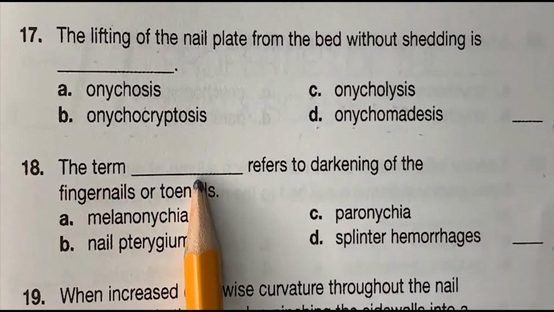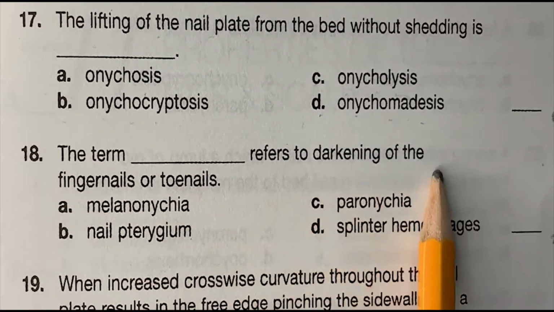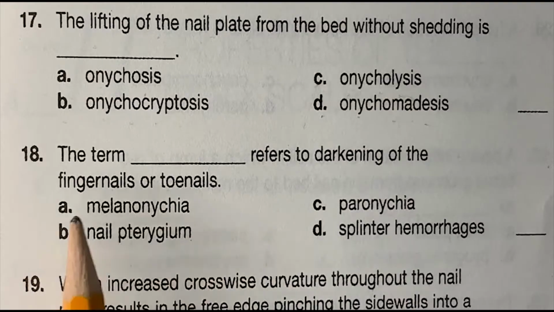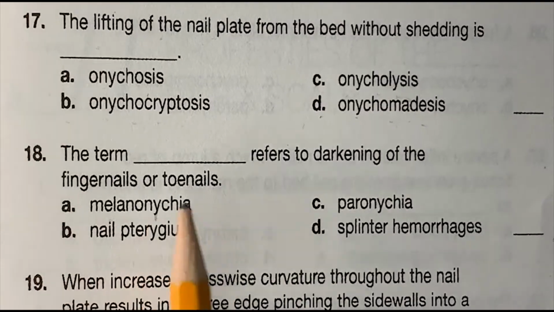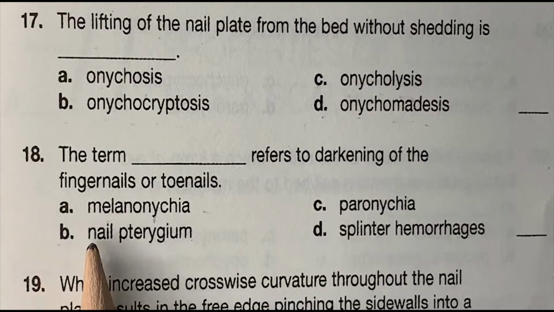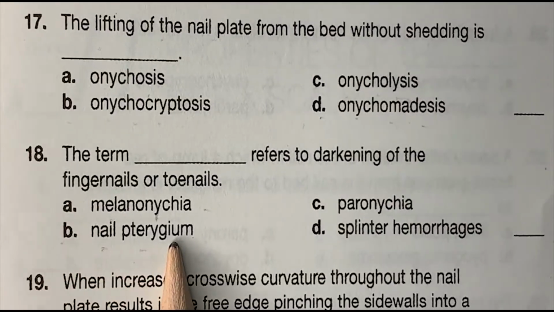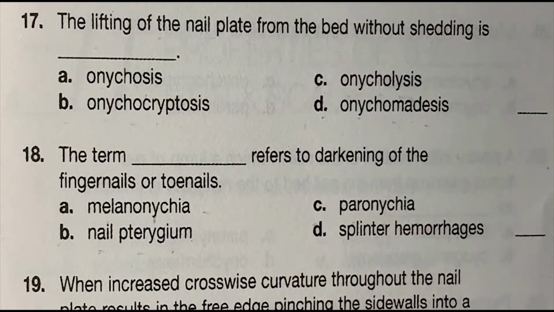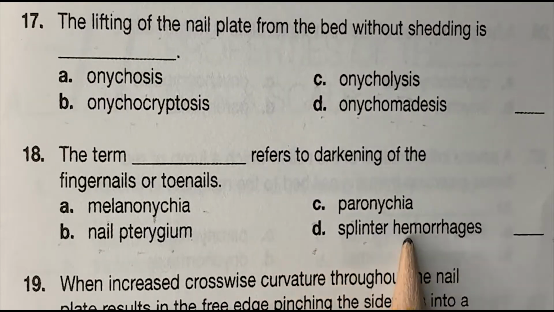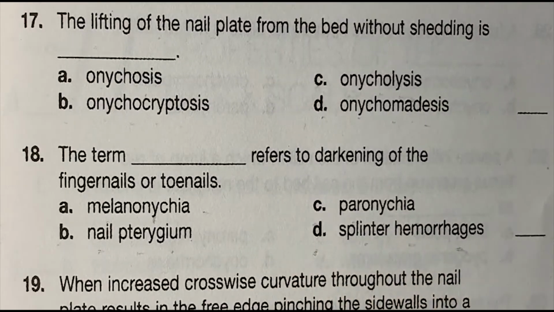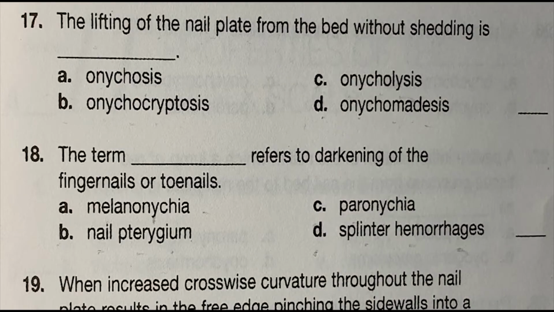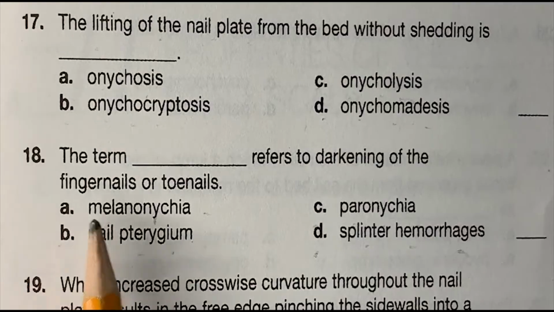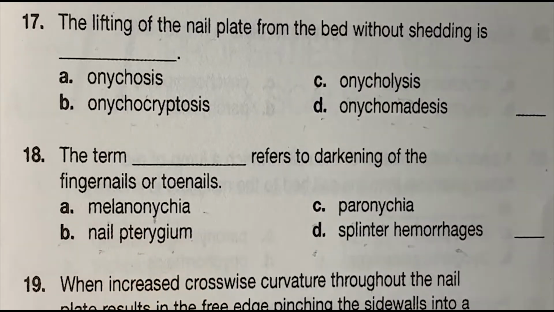Number 18, the term blank refers to darkening of the fingernails or toenails. Is it A, melanonychia, B, nail pterygium, C, paronychia, or D, splinter hemorrhages? And your correct answer is A, melanonychia.